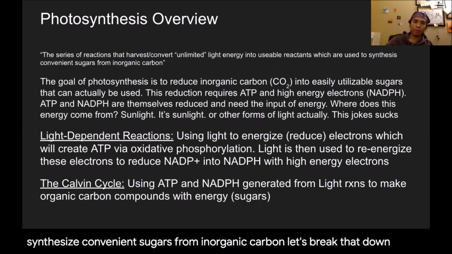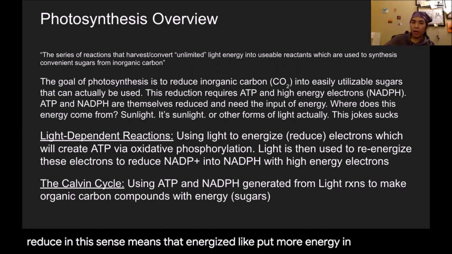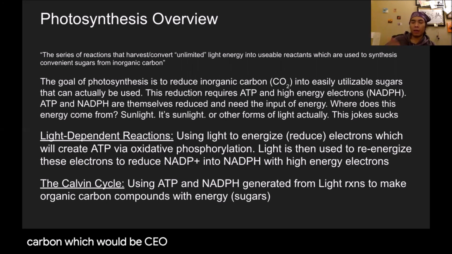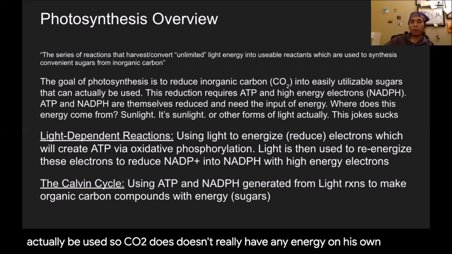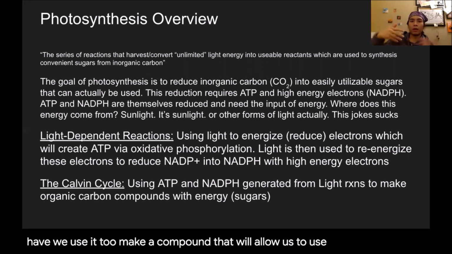Let's break that down. So, the goal of photosynthesis is to reduce. So remember, reduce in this sense means to energize, like put more energy into inorganic carbon, which would be CO2, atmospheric CO2, into easily utilizable sugars that can actually be used. So CO2 doesn't really have any energy on its own. So we use it to make a compound that will allow us to use energy.